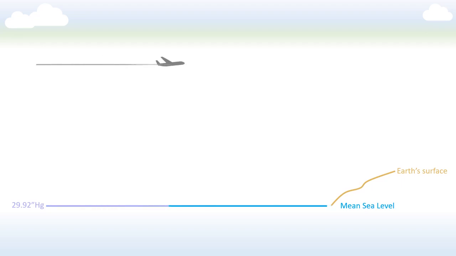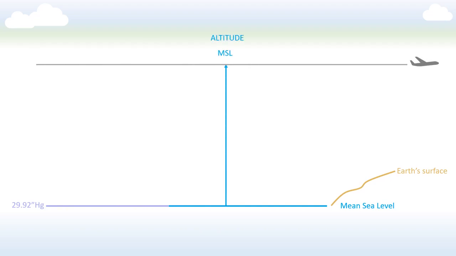When measured from mean sea level, it's called altitude, often abbreviated as MSL to indicate altitude above mean sea level. When measured from the ground, it's referred to as height or absolute altitude, but it's more commonly known as altitude above ground level, or AGL for short. The third type is pressure altitude, which is crucial in aviation, as flight levels are defined based on pressure altitude.